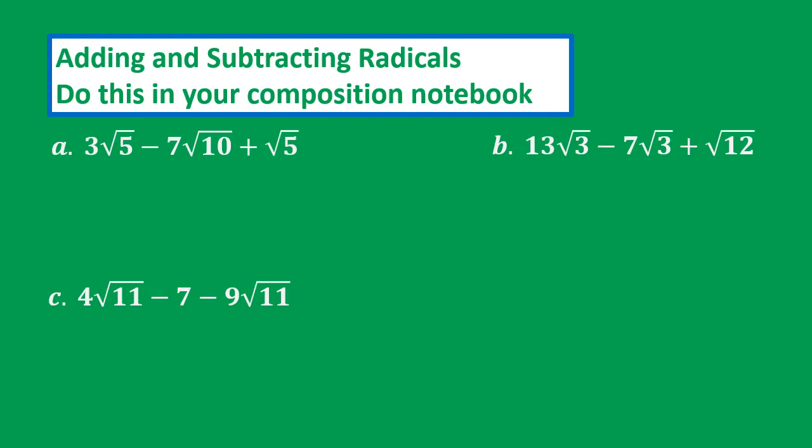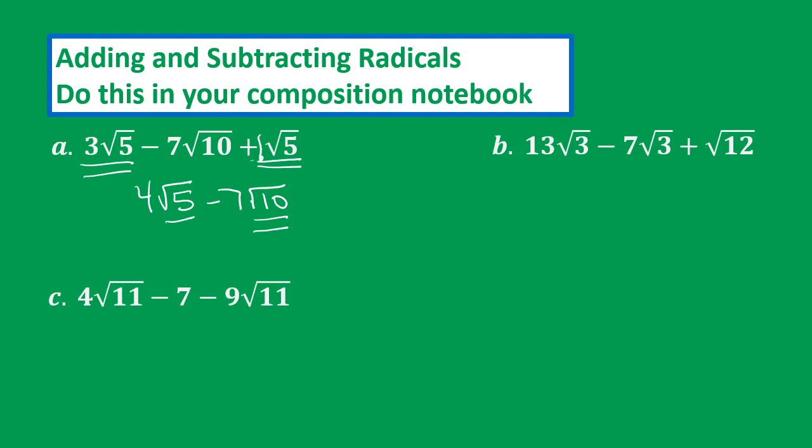If you want to do those review problems, hit pause and then join back with me here in a minute, please do that. All right, so talking about these problems right here, if I look at identical terms, I can combine 3 square root of 5 with 1 square root of 5 to get 4 square roots of 5. And I'm going to subtract 7 square root of 10. I cannot combine these two terms because square root of 5 and square root of 10 are totally different.